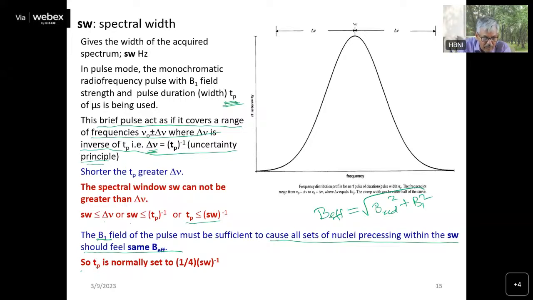So that's why normally the pulse duration is set to 1/4 of the spectral width inverse. So that you have to check when you are giving a pulse duration, whether it is matching with that. If it is not matching, then you may have to change your B1 field, because if you change the B1 field, this can be modified.